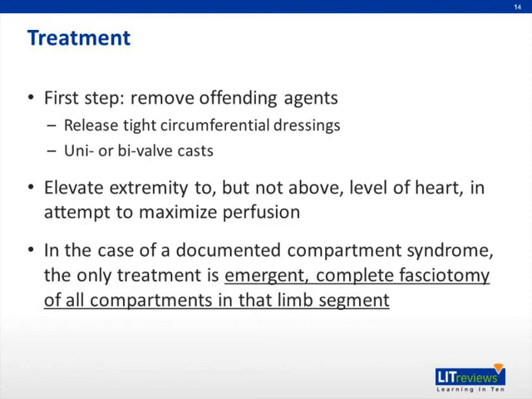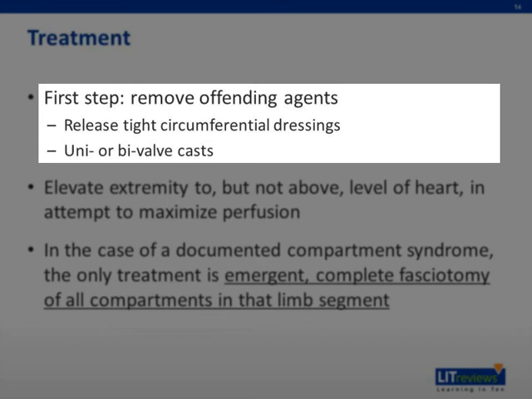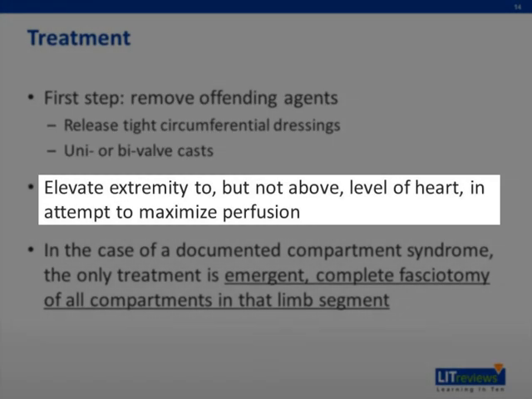What do? So the first step is to remove your iatrogenic causes, meaning if they have a cast, you need to cut the cast. At the very least, open it up some. At the most, take it completely off and worry about that down the road. You want to elevate your extremity to the level of, but not above, the level of the heart. The reason being you want to maximize your perfusion, but at the same time you don't want to take away from that perfusion pressure coming from your heart.